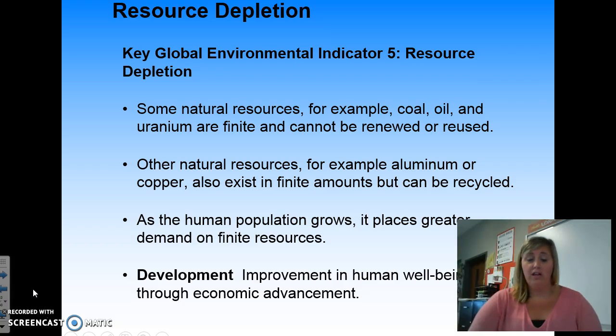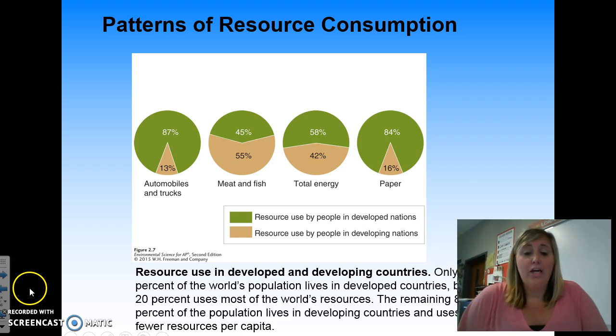So the more developed the country, the more resources are used and the more waste is developed as a result. So people drive more automobiles, we live in larger homes, we purchase more goods. So these increases can often have implications for our natural environment. More people buying more stuff, generating more waste that has to be dealt with. And those are the 5 global environmental indicators.